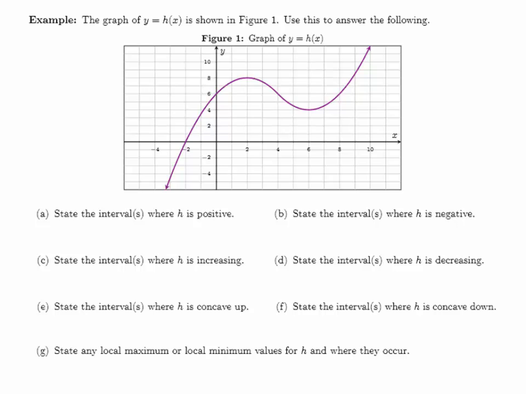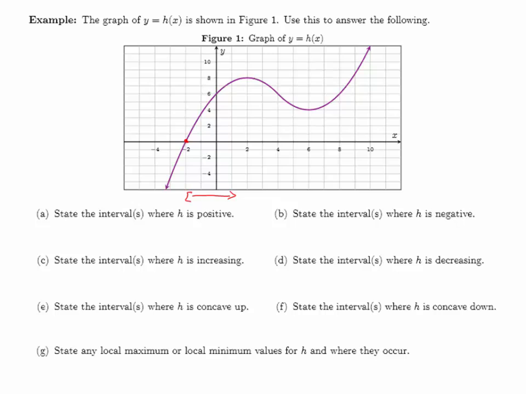So the first one we have here is that we're asked to state the intervals where h is positive. And so as we look at the graph, for the function to be positive, that simply means that its output values are positive. So what we're going to look at is we can see on this graph that at -2, the function's value is 0. And then everywhere to the right of -2, we can see that those function values are positive.